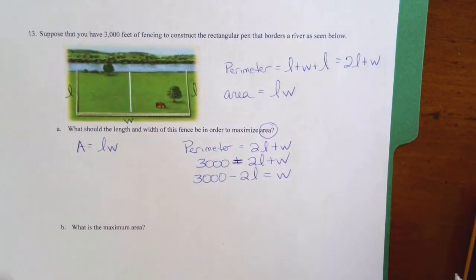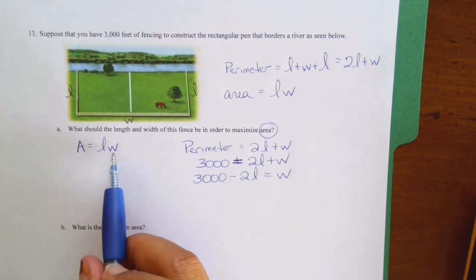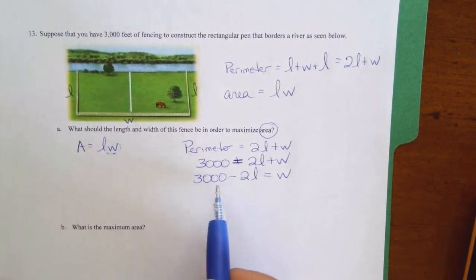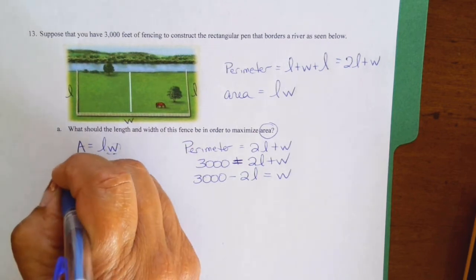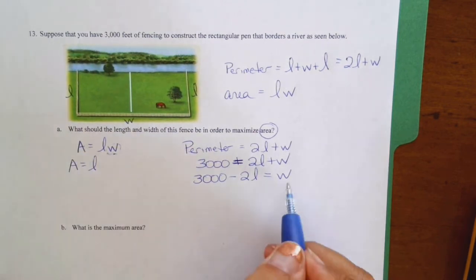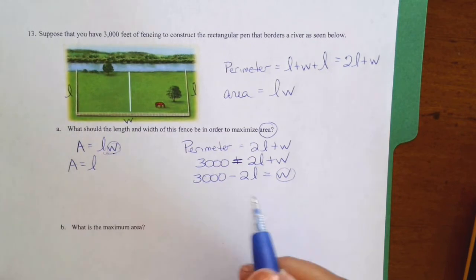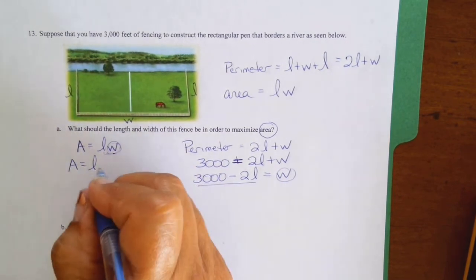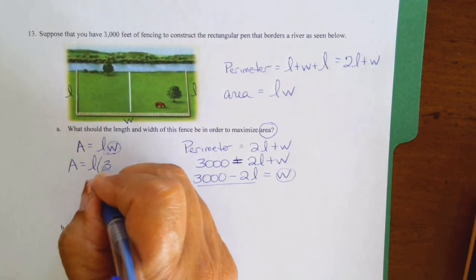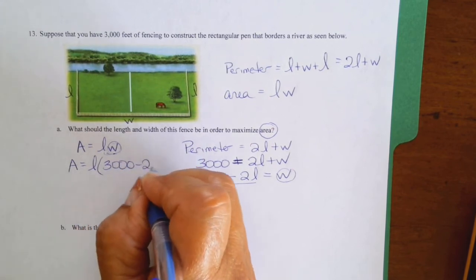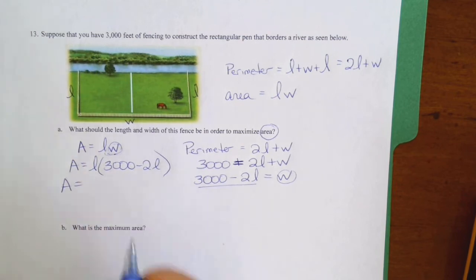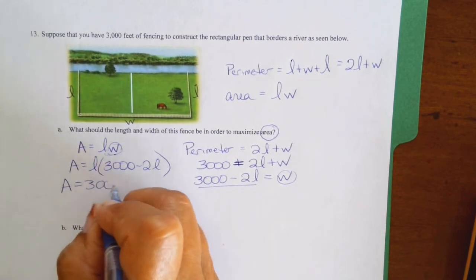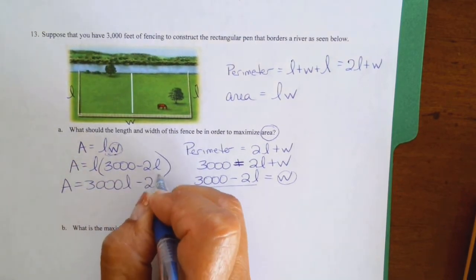Okay. And now, in place of this W, I can put what W is in terms of L. So I'm going to leave L there, and I'm going to replace this W with what W is equal to, which is 3,000 minus 2L. All right, so multiply that out. That's 3,000L minus 2L squared.